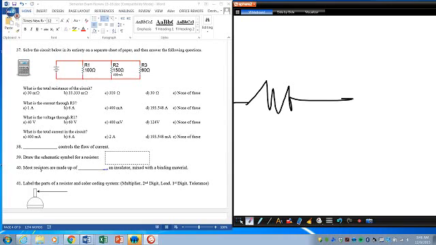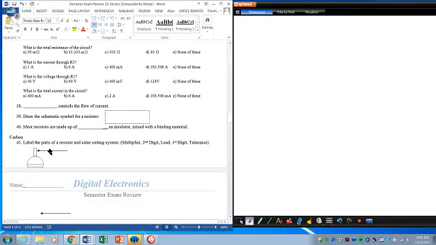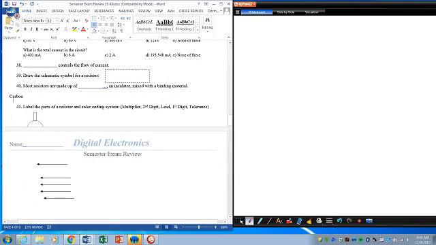40. Most resistors are made out of blank, an insulator mixed with binding material. So the answer for number 40 is carbon. They're made out of carbon. Okay, number 41.